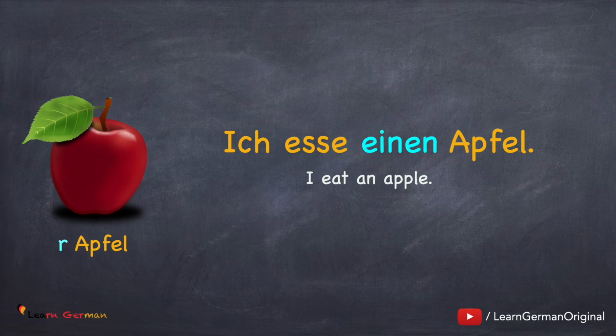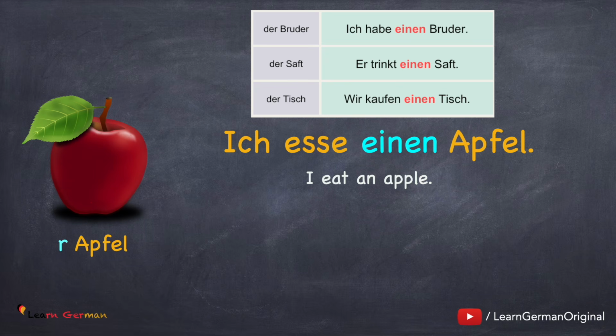You must remember that this happens only in the case of masculine article and only when it is an accusative object. Similarly, ich habe einen Bruder. Er trinkt einen Saft. Wir kaufen einen Tisch. In all these cases, the objects are masculine, hence ein changes to einen.